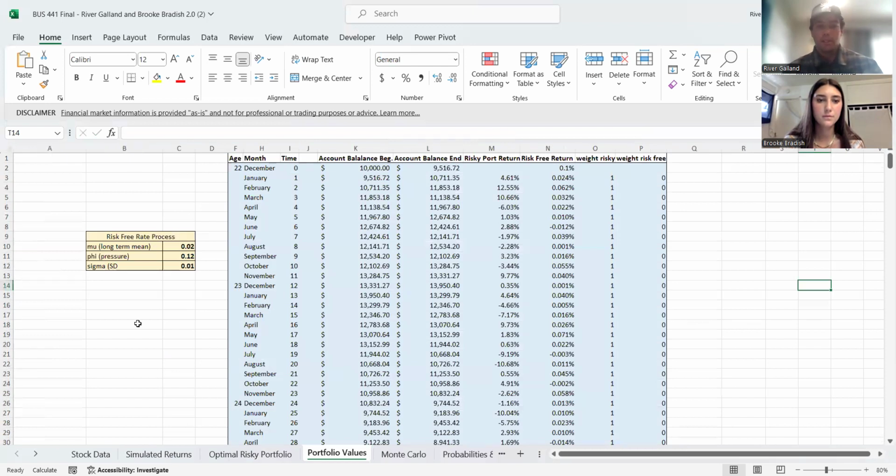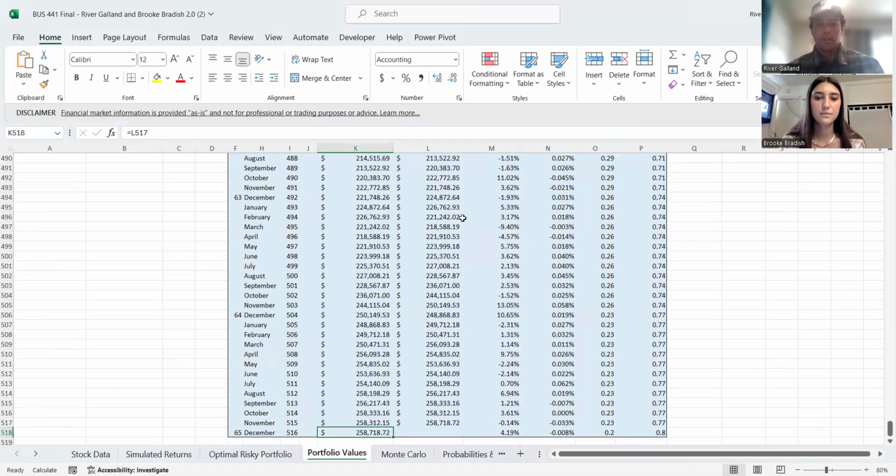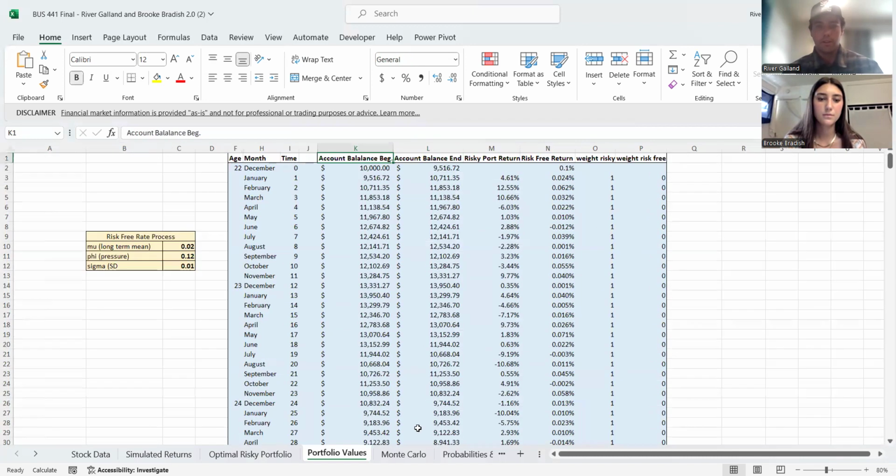From that optimal risky portfolio, we then averaged out what our portfolio values would be if you started with a $10,000 balance when you were 22 years old. So with our example run right here, which is only one run, if you had started with a $10,000 portfolio value, you would have ended up, in this case, with around $260,000.